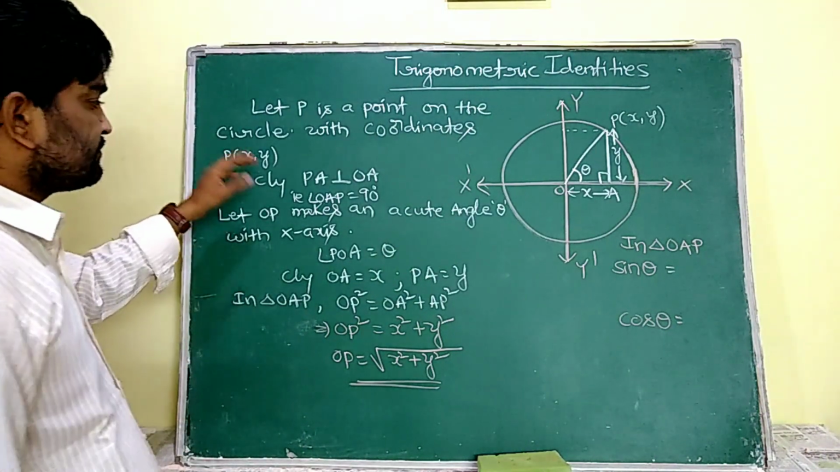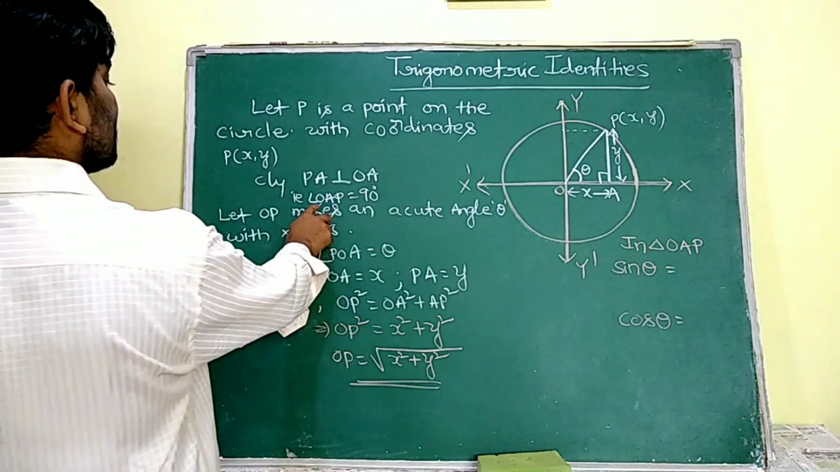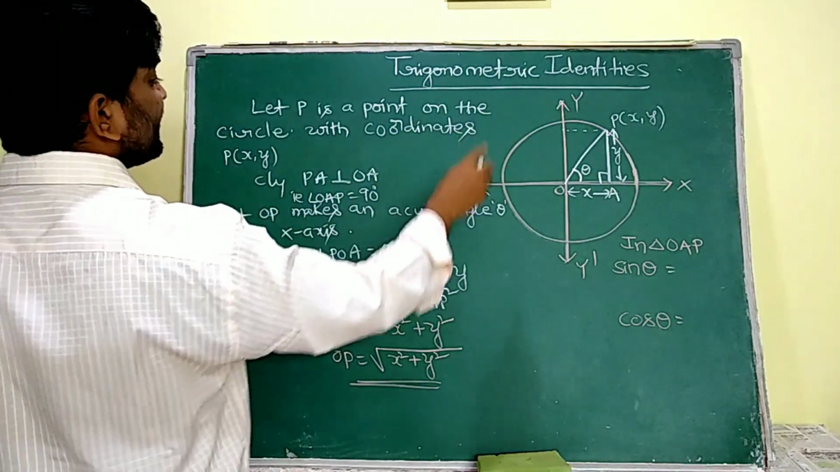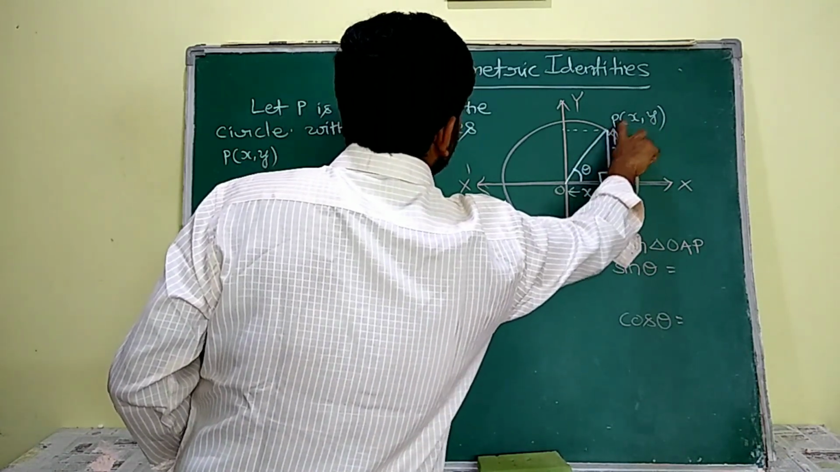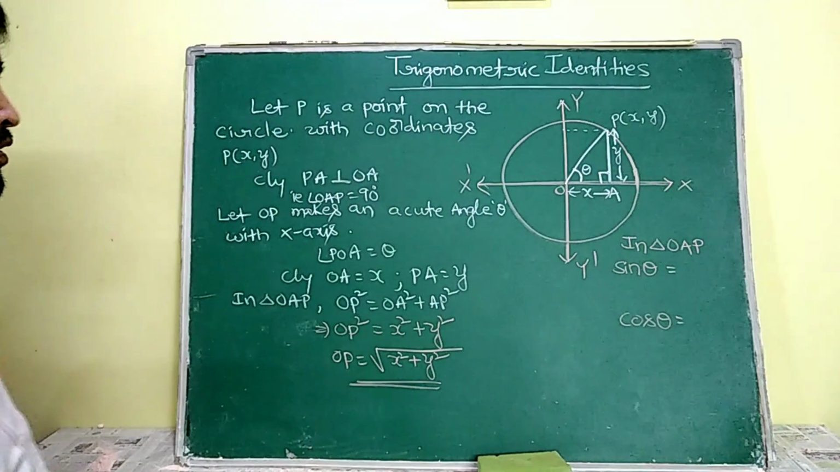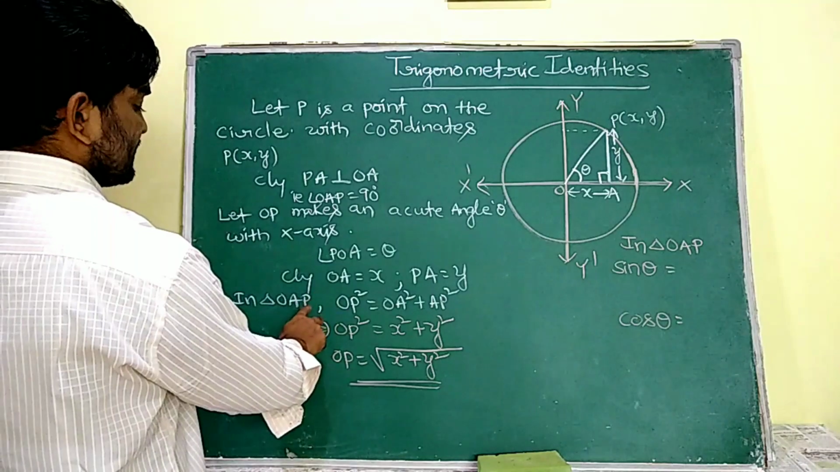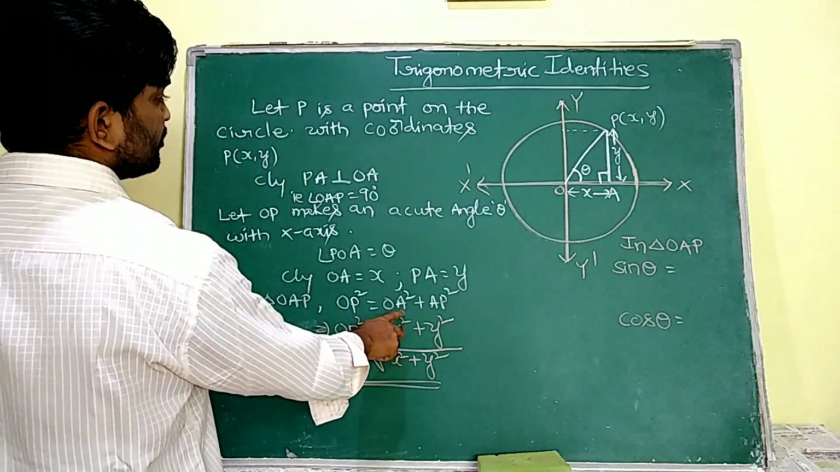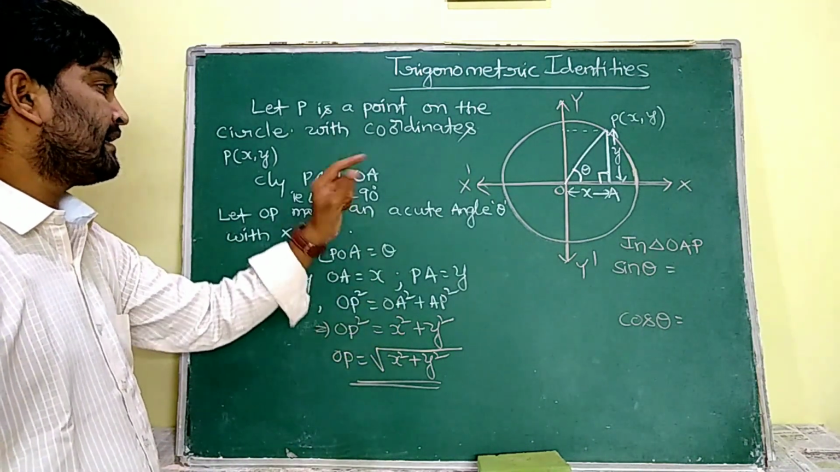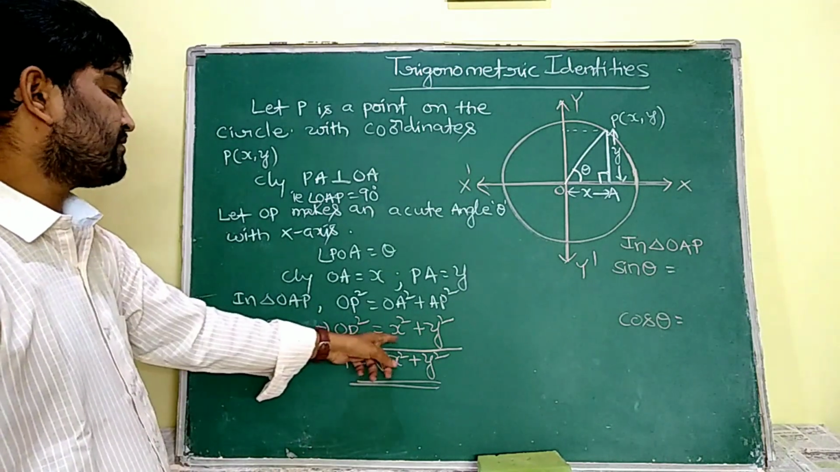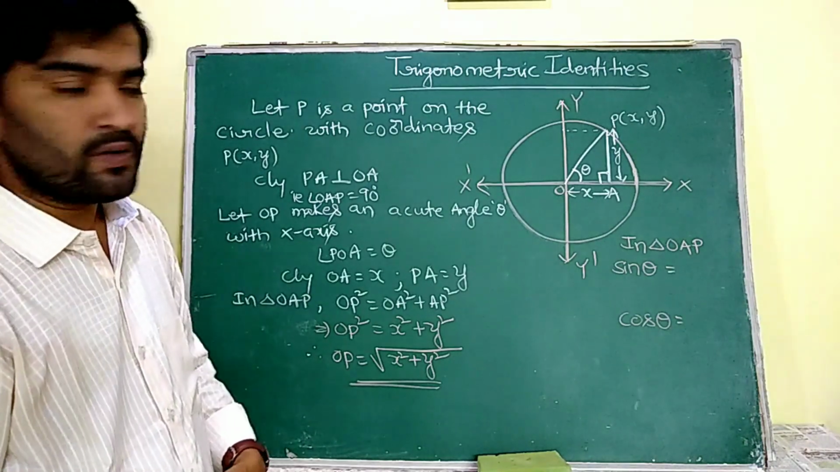Now see, clearly this OA is perpendicular to PA. So angle OAP is 90 degrees. We know that OA is x and PA is equal to y. Clearly OAP is a right angle triangle, no? So OP square, the hypotenuse square, is equal to OA square plus AP square. OA means x and PA means y, so x square plus y square. I want OP, therefore OP is equal to root over x square plus y square.